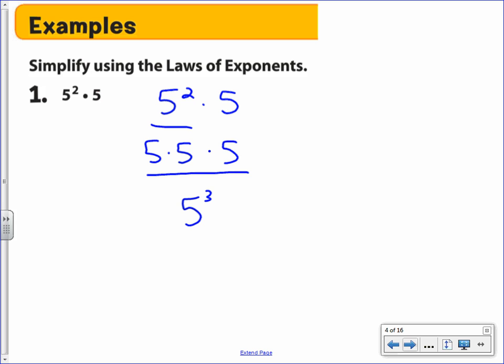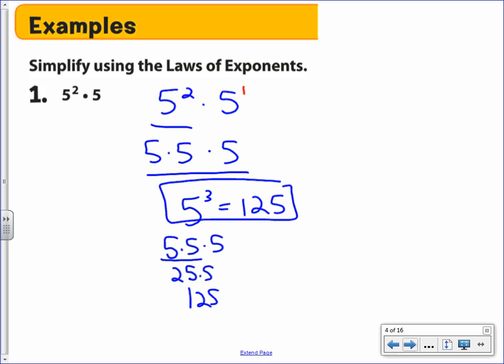So then my question for you would be, when you have a number standing alone like the 5 is, what is the understood exponent of that number? Good, it's 1. So typically in my class, we just add that 1 like this so that we remember it. Otherwise, it's likely that we'll forget it. 5 to the third can also be written as 5 times 5 is 25 times 5 is 125. So 5 cubed is equal to 125. There's my answer.